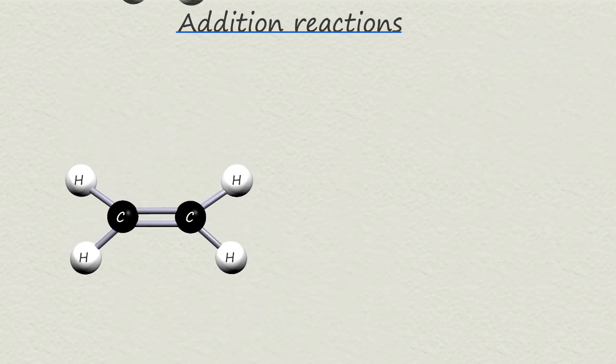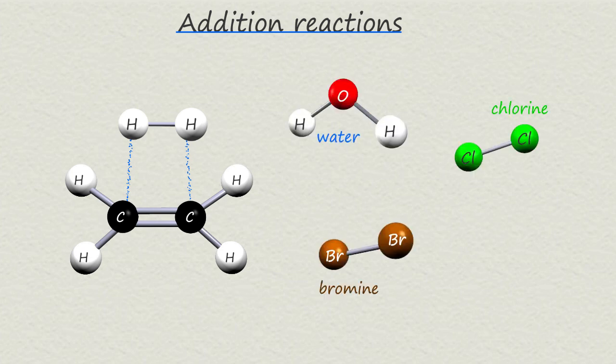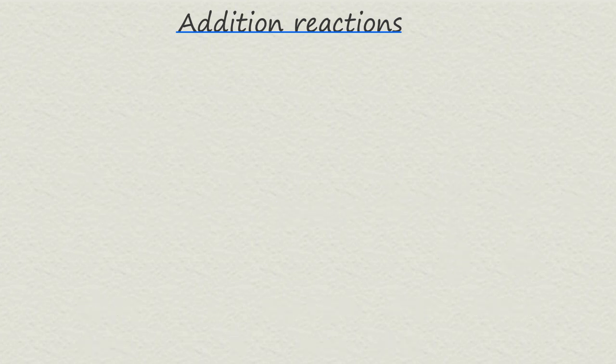Here, a small molecule, such as a hydrogen molecule, a water molecule, or a halogen, such as chlorine, bromine or iodine, will simply add across the double bond in the unsaturated alkene molecule to form new substances. Now when the small molecule adds across the carbon-carbon double bond, it is split into a carbon-carbon single bond.